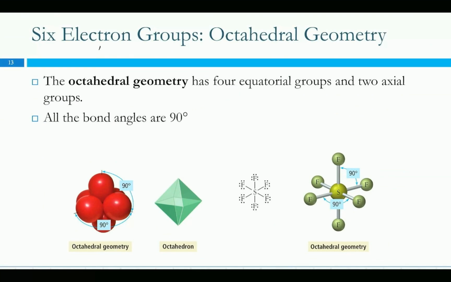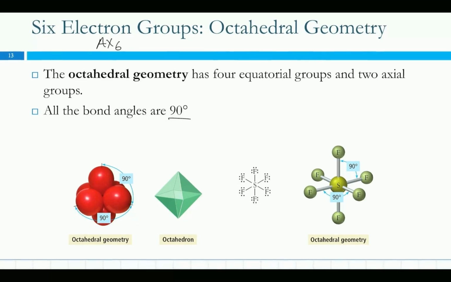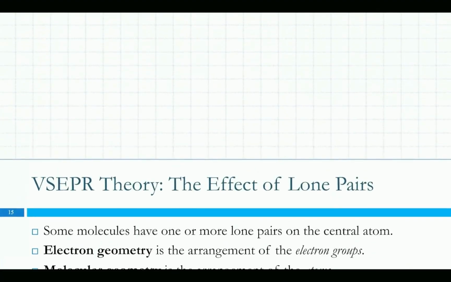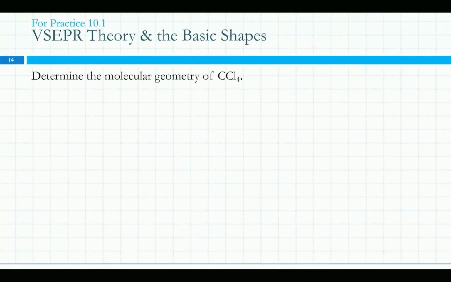So the next one's AX6. This is the octahedral, and now finally we are limited to everything only having 90 degrees. So all of your bond angles are 90 degrees now. So if you had to guess, there's really only 3 numbers. There's 90 degrees, there's 120 degrees, and there's 109.5 degrees. And it's going to be one of those, greater than or less than. 6, octahedral. Hold on. Okay, cool. We're going to come back and do lone pairs.